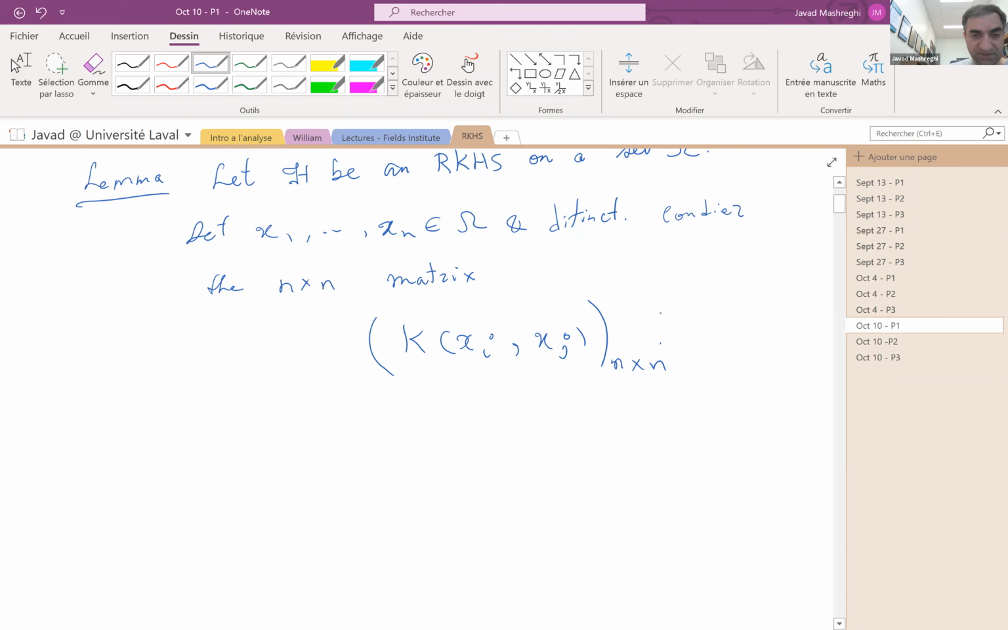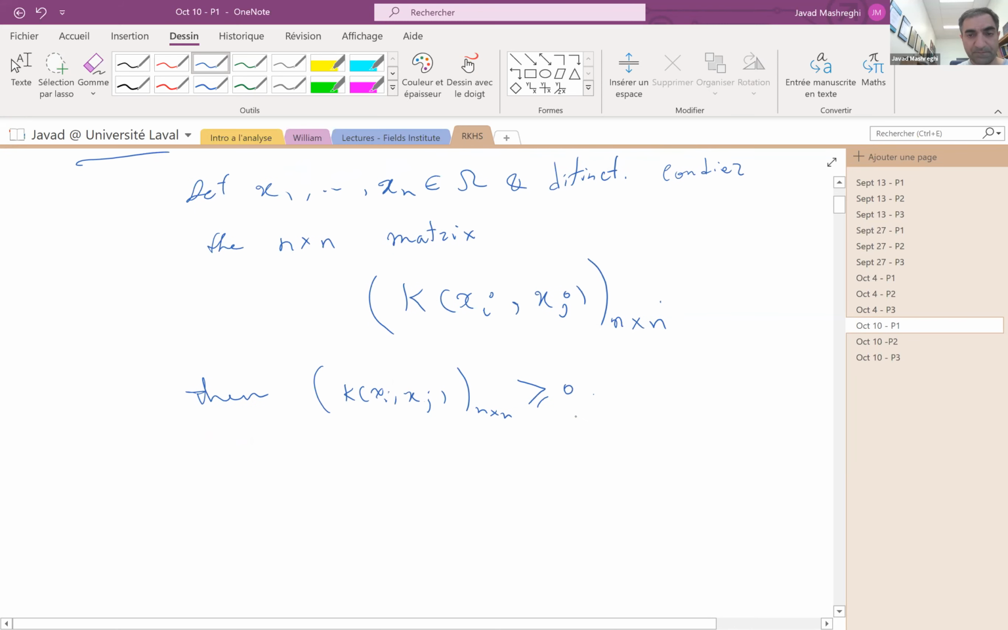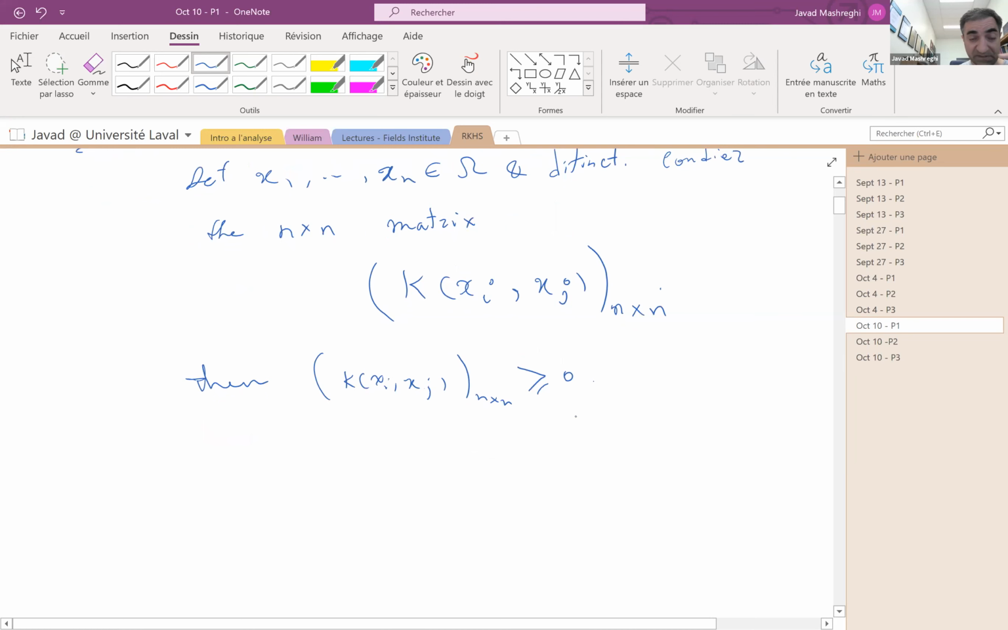The result is very simple. Then this matrix is positive, bigger than or equal to 0. The proof is indeed very simple, but the observation is fundamental for what we want to do later on.